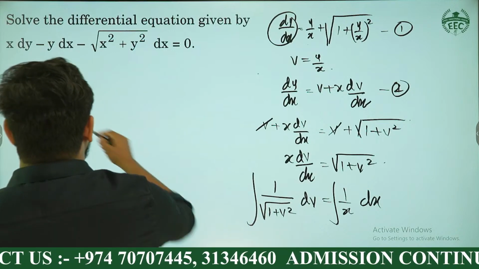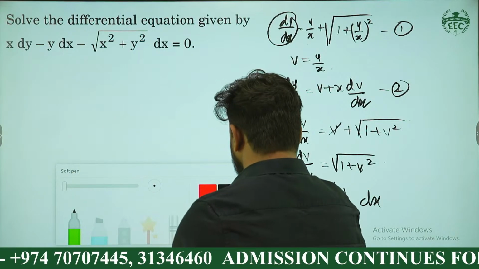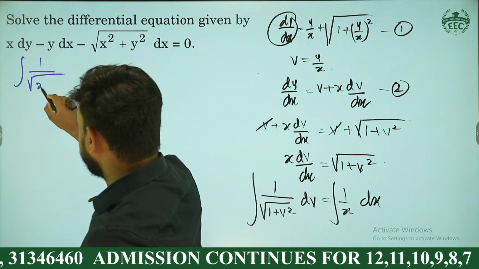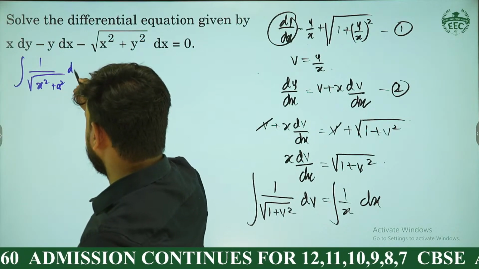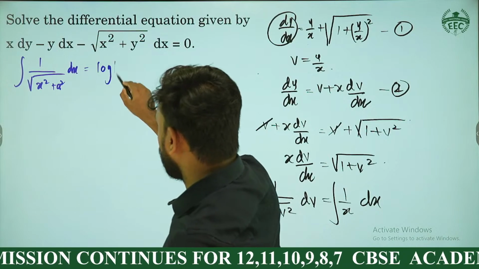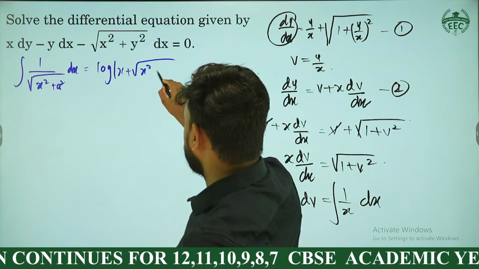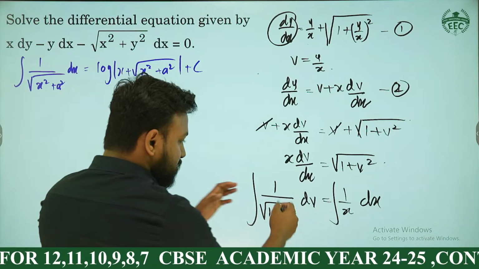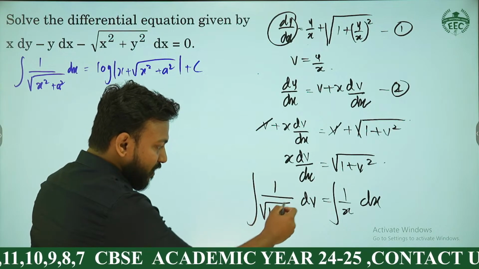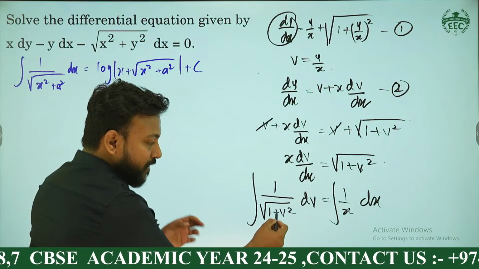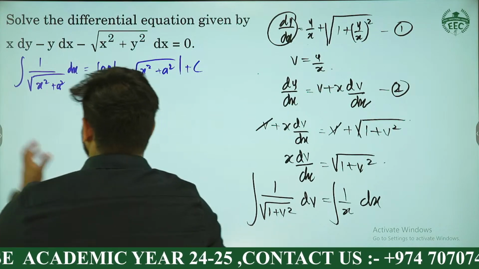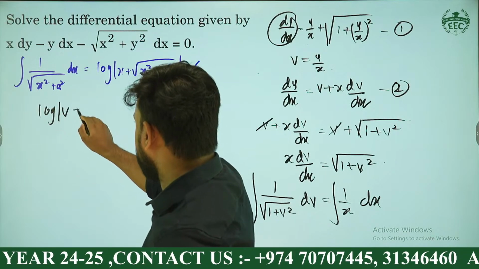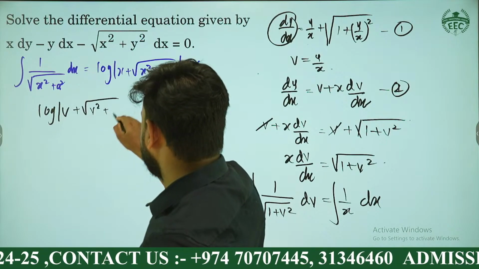Listen. I'm going to give you one equation from the chapter integrals. What is the integral of 1 by root of x square plus a square dx? That is log mod x plus root of x square plus a square plus c. So here, this side of this equation is like the integral of 1 by root of x square plus a square. Here x is v and a is 1. So we can write the answer like this: log mod v plus root of v square plus 1.